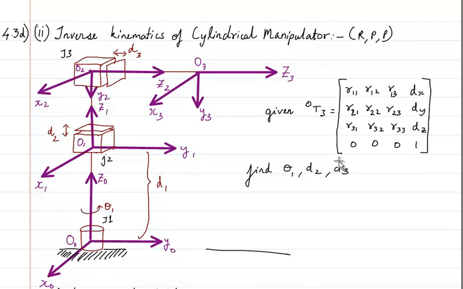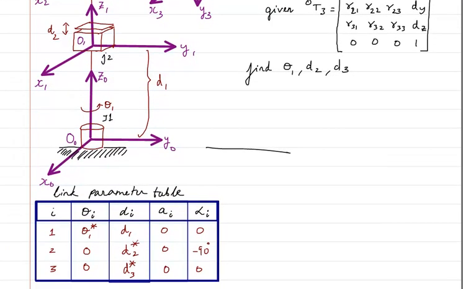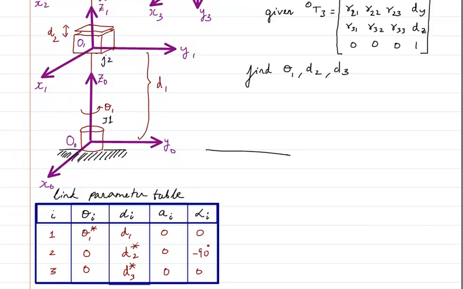So what we have to do is, again as we do in inverse kinematics, we will write the link parameter table based on this and we will come up with A1, A2, A3 so that we are able to calculate 0T3 and then we will equate these two and we will find out what is theta 1, d2, d3. So if I write the link parameter table, I have already explained how to find the link parameter table of this one previously. So based on that, we will get a link parameter table which is something like this.